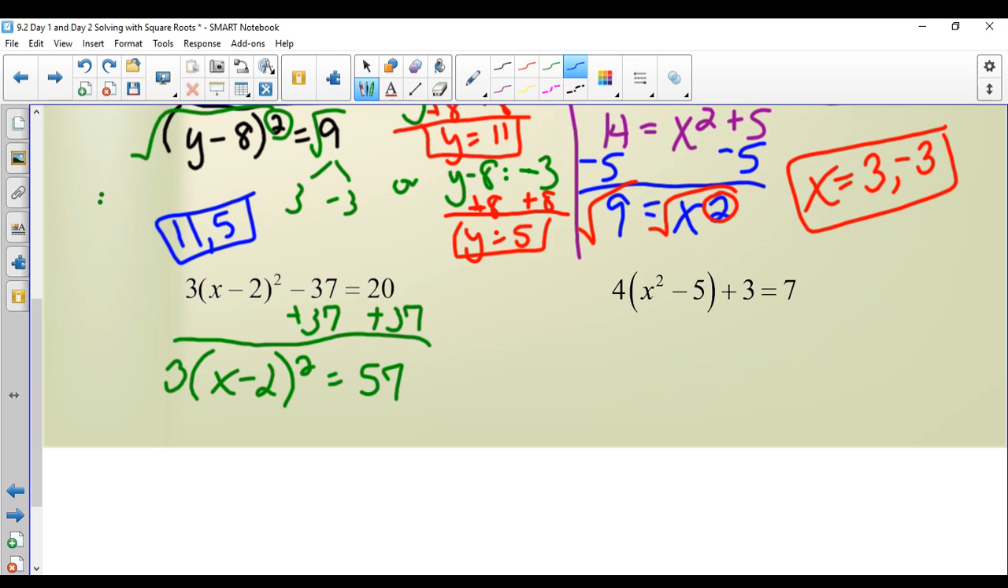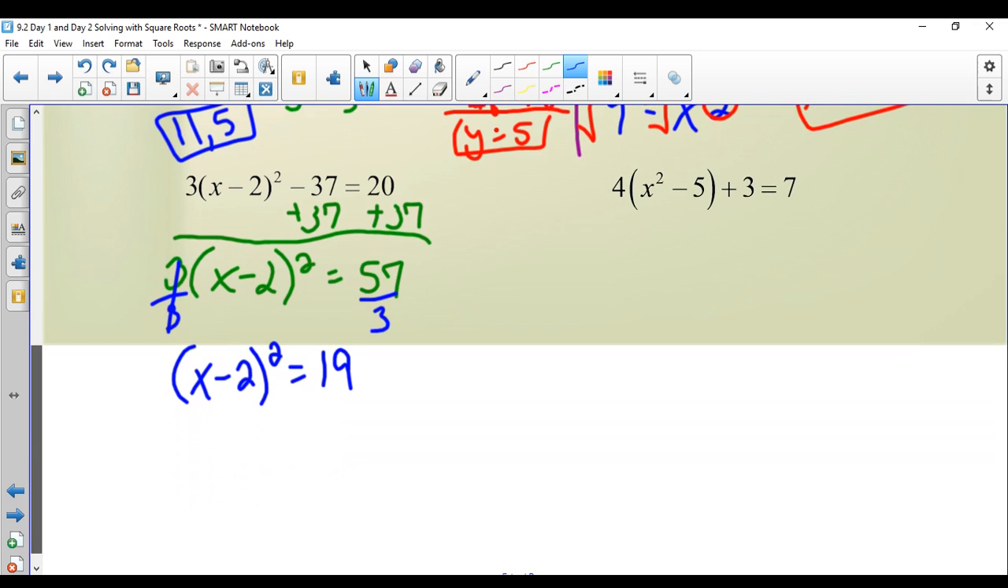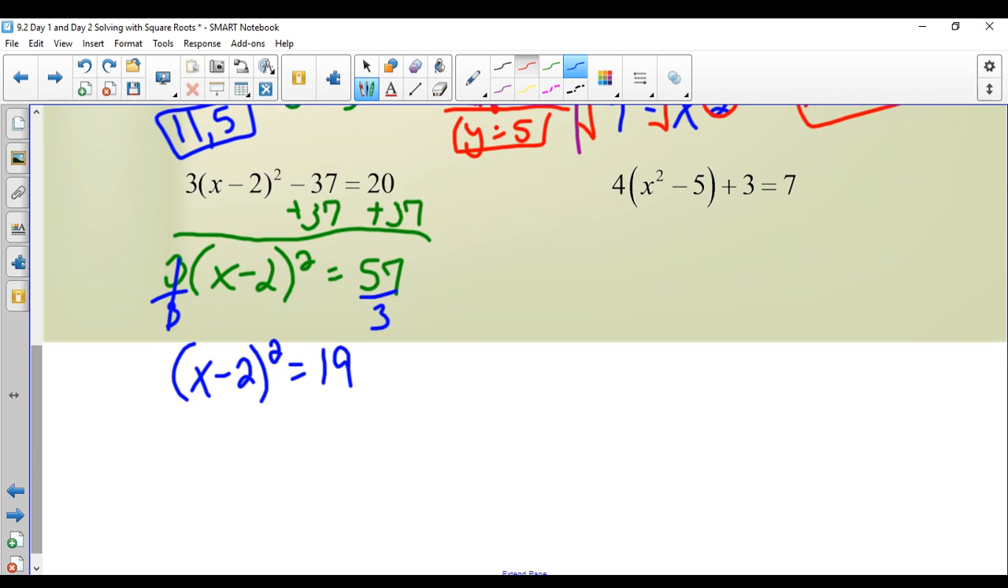So then I need to get rid of the multiplication that's in front. So I'm undoing from the bottom to the top. I'm undoing my addition and subtraction that I had. Then I'm doing my multiplication and division. And then undoing my exponent. So 57 divided by 3 gives me 19. And so now I need to square root.